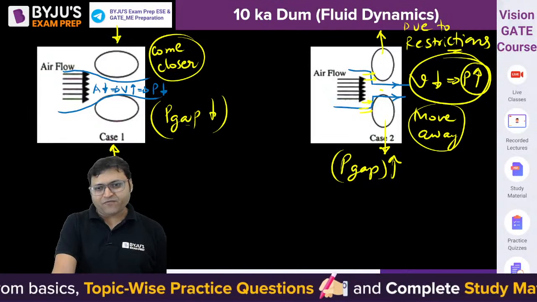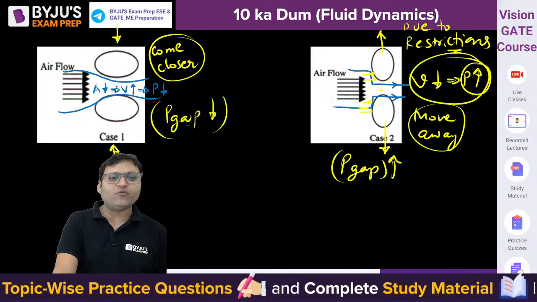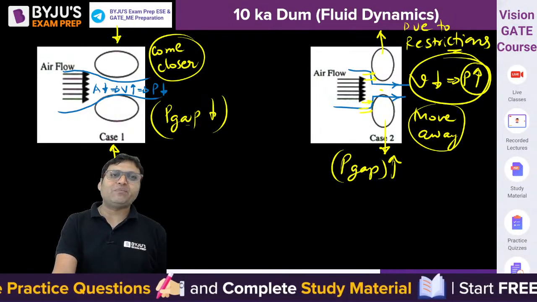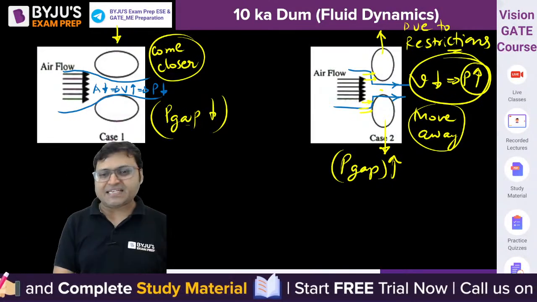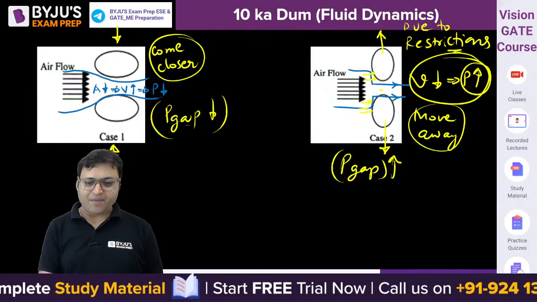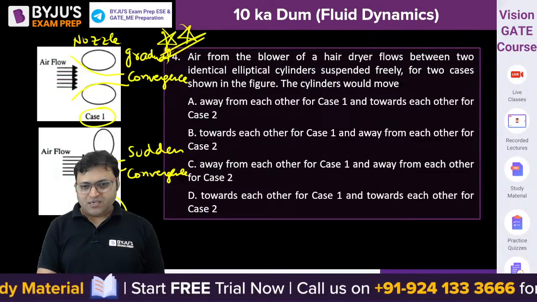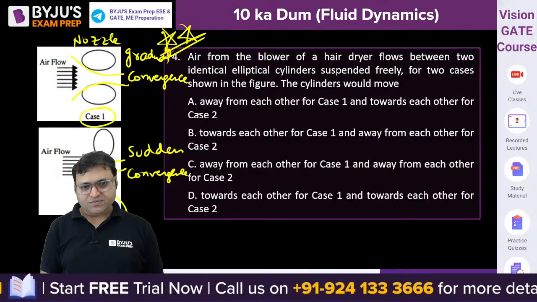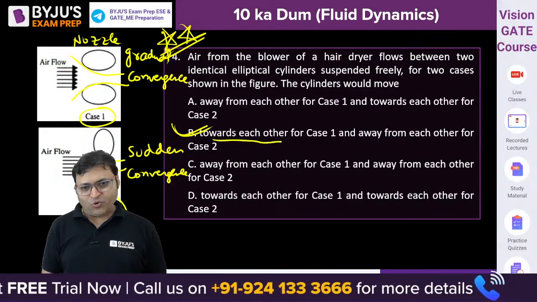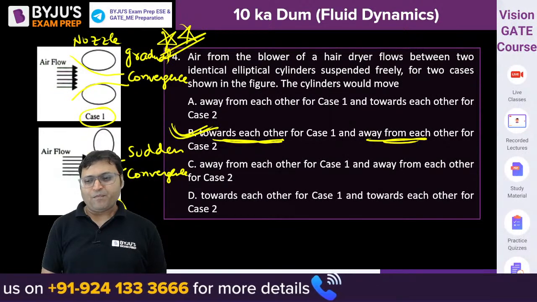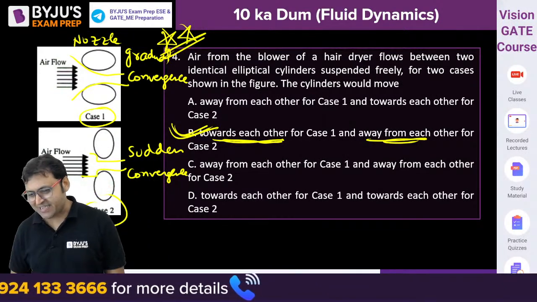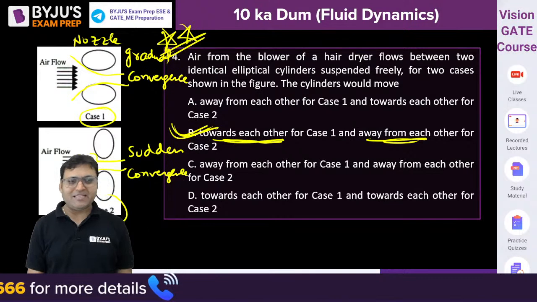Due to pressure difference, there will be force exerted in one case. In case 1, the force will be exerted towards the gap, but in the second case, the force will be exerted away from the gap. So we can say in case 1, they will move towards each other, and away from each other in case 2. B is the correct answer. Yes, Maniket, B will be the right answer.